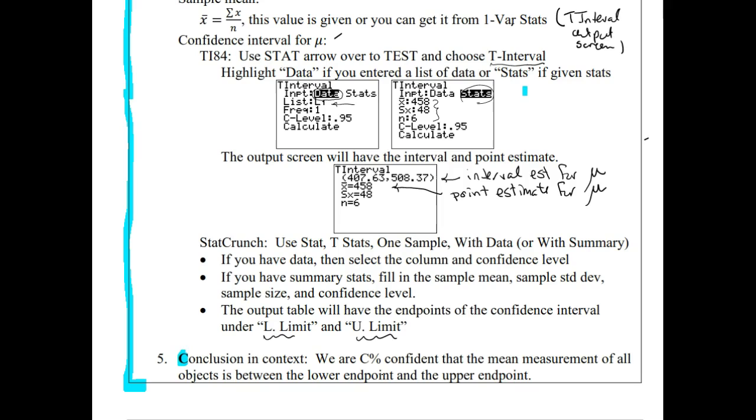And finally, our last step. PANIC, the last letter is C, and that's a conclusion in context. So again, we're going to say we're 90% confident in this case that the mean measurement of all objects is between the lower endpoint and whatever that upper endpoint comes out to be.